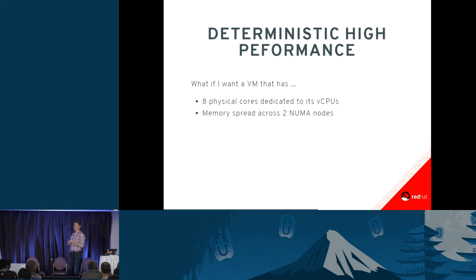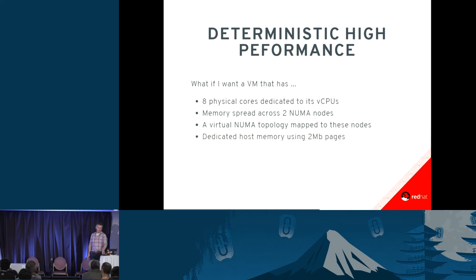So in this case, we actually want a virtual machine that's so large that it's going to be spread across 2 NUMA nodes. But we also want the guest to be aware of that. We want the virtual machine to actually have a virtual NUMA topology of its own, so it's aware of the need to stay local, or for code to be running local to those NUMA nodes.